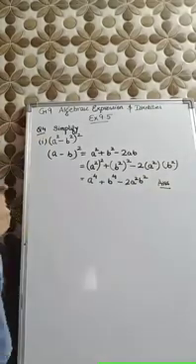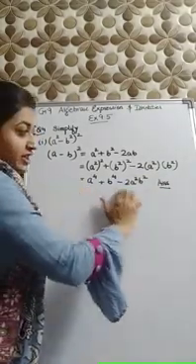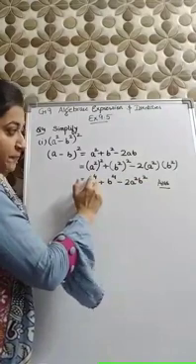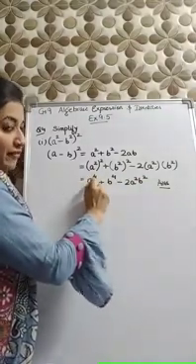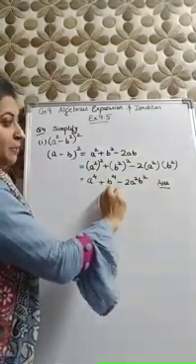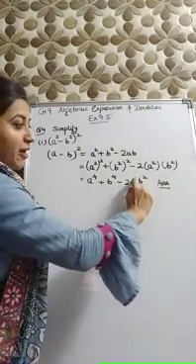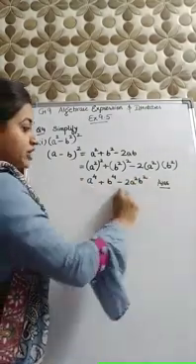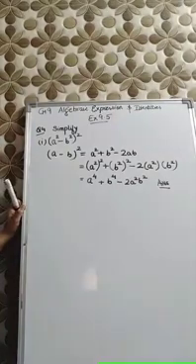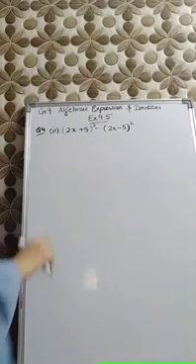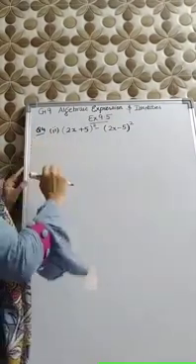Now in this step, the degree of the expression is 4 because in this term we have maximum power 4, in this term we have maximum power 4, in this we have maximum power 2 plus 2, that is 4. So the degree of this expression is 4 here.